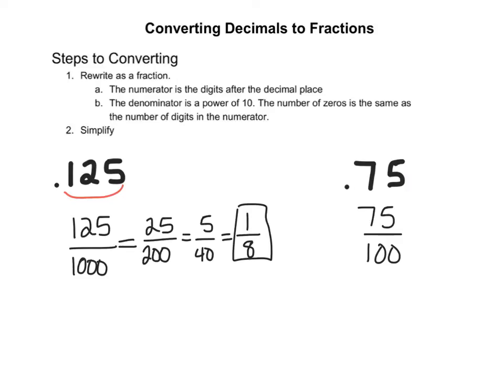This one I know, 75 and 100. If I think of it like money, I know 25 goes into both of those. So 75 divided by 25 is 3, and 100 divided by 25 is 4. So I end up with 3/4. 3 and 4 don't have anything that could reduce them any further, so there is my final answer.